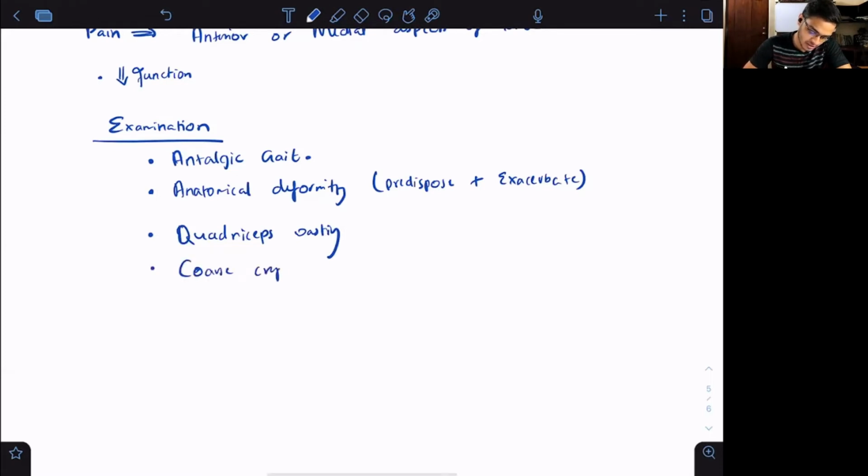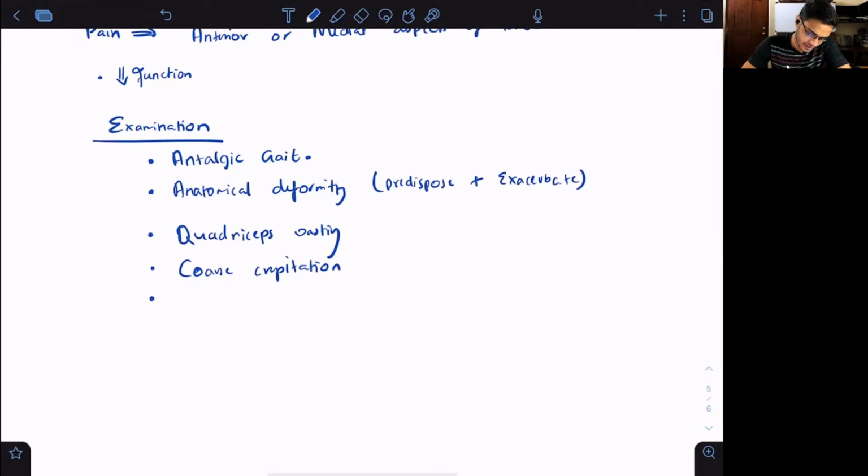Coarse crepitations again, right? We have discussed why these happen, due to the irregularities in the articular surfaces, even fissuring and fibrillation, the bones rubbing on bones, eburnation, right? All of these changes, they can give rise to the crepitus, even the osteophytic formations.